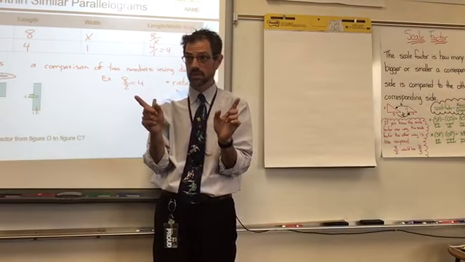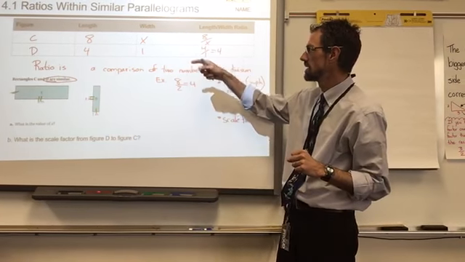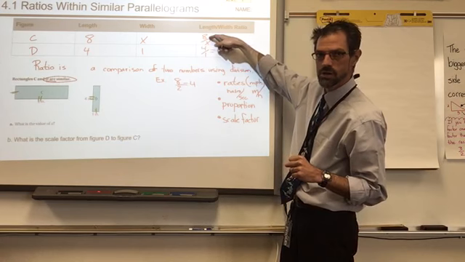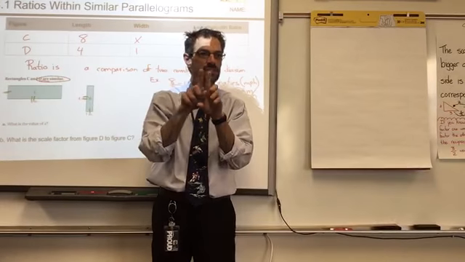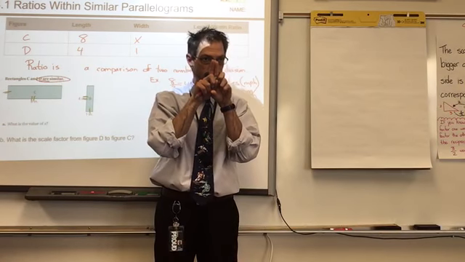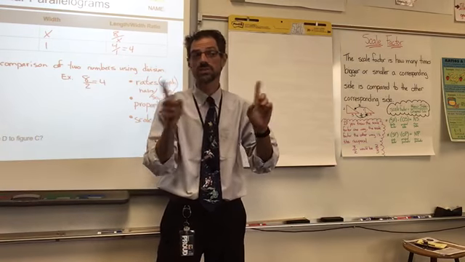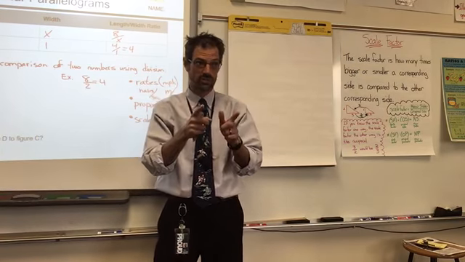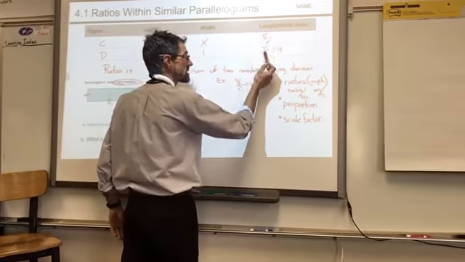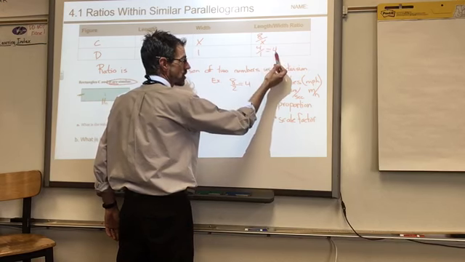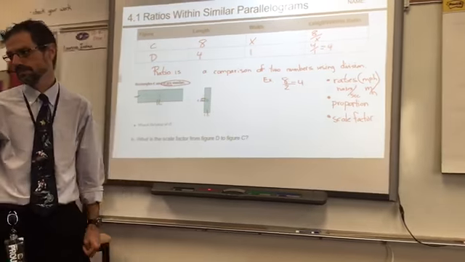This is what's cool about it. If I know this is a 4 to 1 ratio, and if this is a 4 to 1 ratio, that means figures C and D are similar. If they have the same ratio, that means they're similar. Now, I don't know the scale factor, but I do know that they're similar. So, if these are similar, and I have a ratio of 4 to 1, talk to your partner, what would X be then? Go.